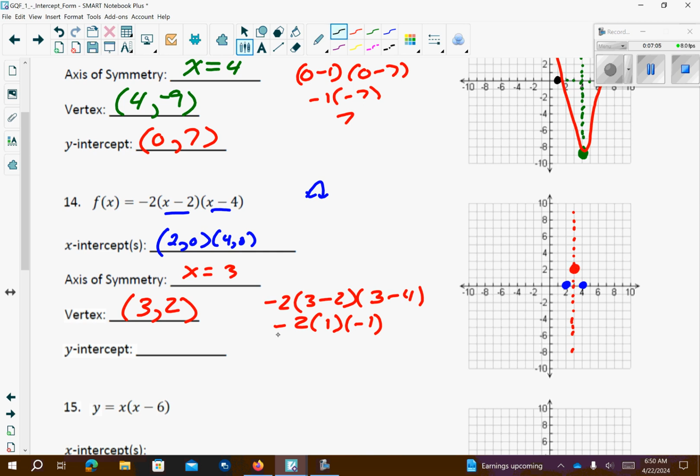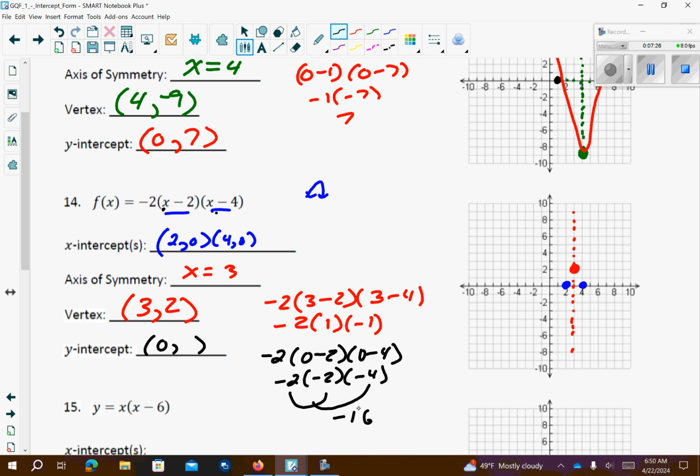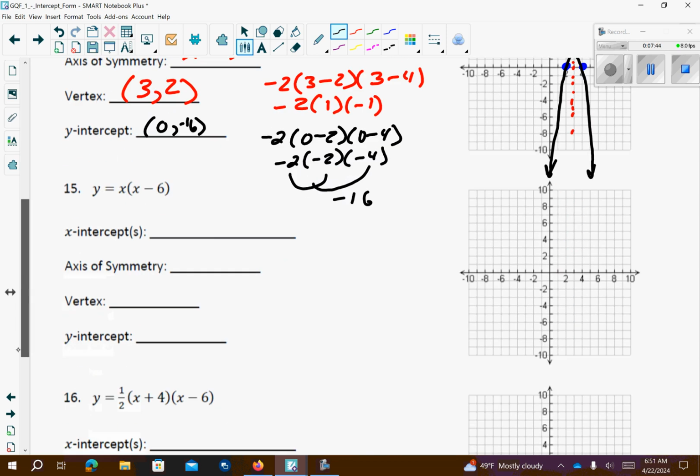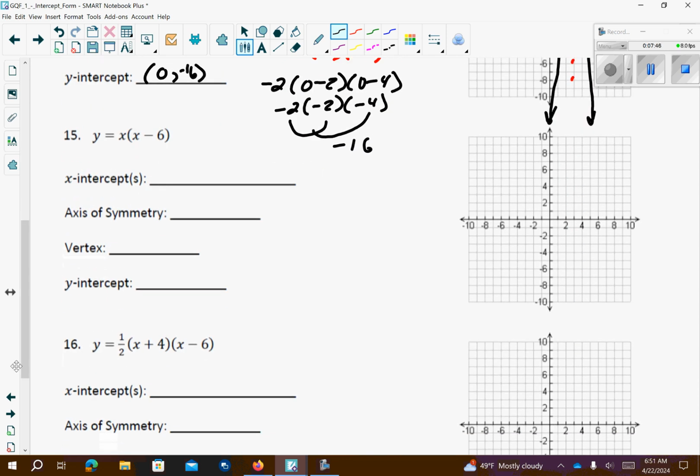And when we want to find the y-intercept, we're going to plug 0 in for the x up above. So negative 2 times negative 2 times negative 4. That's going to give me positive 4, so that's going to give me a negative 16. So that happens way down here. So sometimes the y-intercept is not going to be good to use on our graphs because it comes off quite a bit. All right, number 15.